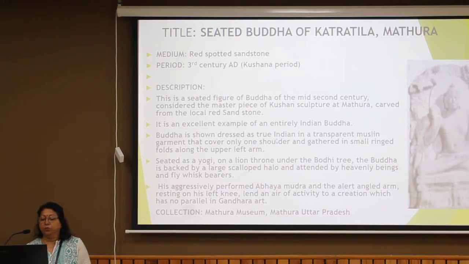Buddha is shown dressed as a true Indian in a transparent muslin garment that covers only one shoulder and is gathered in small ringed folds along the upper left arm. Seated as a yogi on a lion throne under the Bodhi tree, the Buddha is backed by a large scalloped halo and attended by heavenly beings and fly-whisk bearers. His aggressively performed Abhaya Mudra and the alert angled arm resting on his left knee lend an air of activity to a creation which has no parallel in Gandhara art.